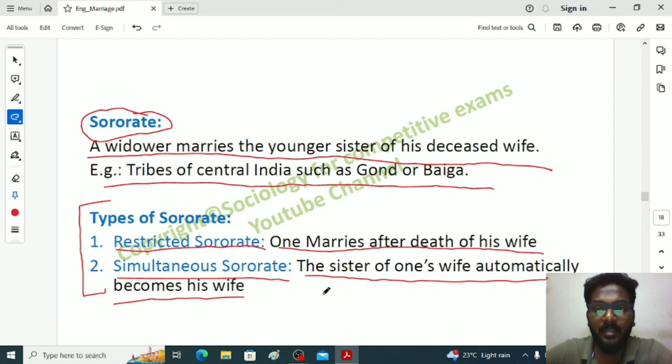The man will marry a woman. If she has a sister, she will be considered automatically as his wife. So this type of rule is followed by some tribes in various parts of the world.